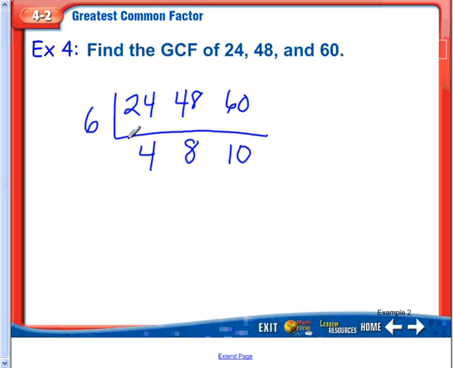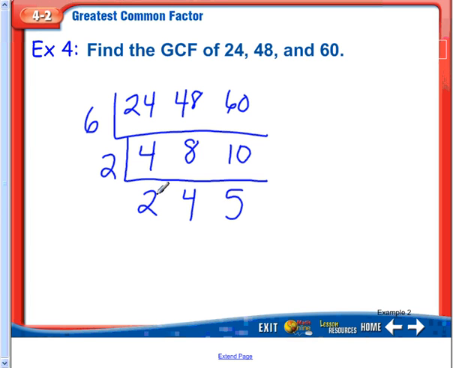Since these three numbers are not prime and they're all even numbers, I know that I can go further. And this time I'll go ahead and divide by 2. 2 goes into 4 2 times. 2 goes into 8 4 times. And 2 goes into 10 5 times.